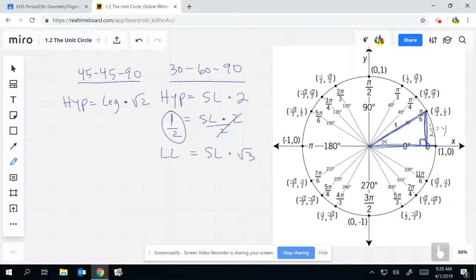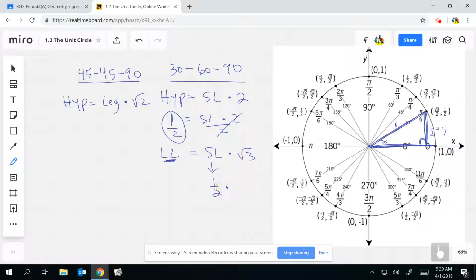So my x value is the long leg. In that triangle, this bottom one is longer than the 1/2. It's the long leg down there. That's my x value. I know again, I just found out my short leg is 1/2.